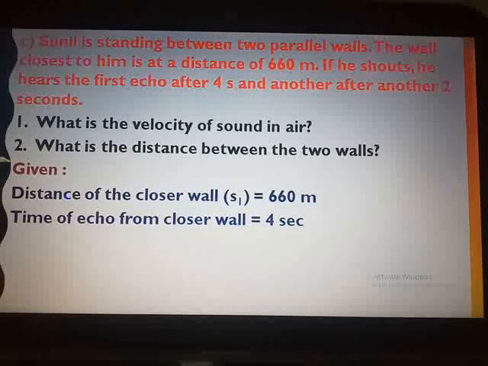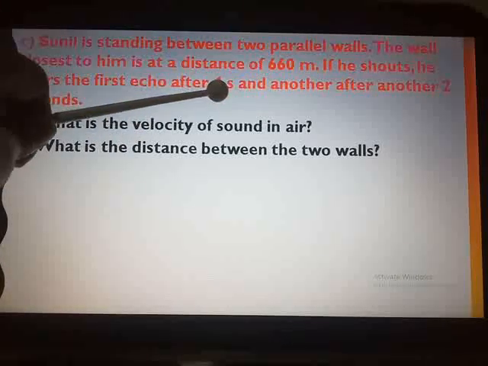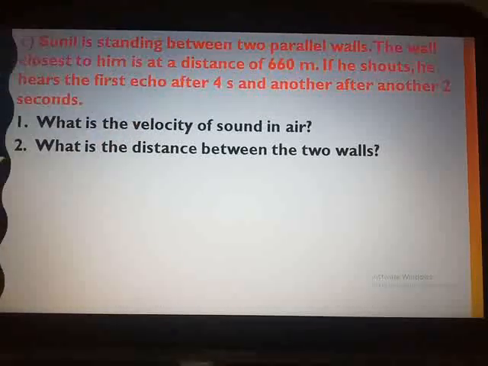Sunil is standing between 2 parallel walls. The wall closest to him is at a distance of 660 meters. Now this is a person who is standing in between two parallel walls, and the wall which is closest to Sunil is at a distance of 660 meters. If he shouts, he hears the first echo after 4 seconds and another after another 2 seconds.